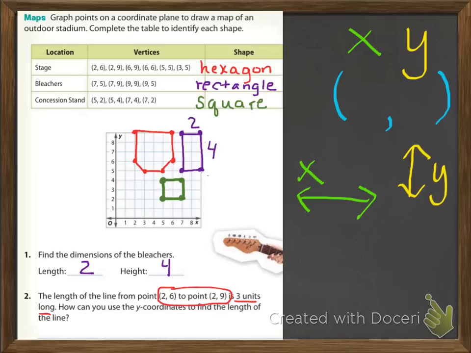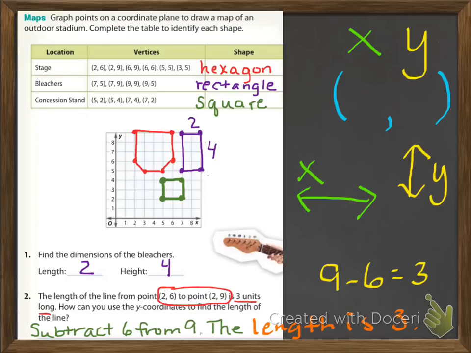How can you use the y coordinates to find the length of the line? So now we want to think about that. We've got the y coordinates, which are the 6 and the 9. So if the y goes from 6 to 9, 9 minus 6 would give us 3. So isn't that going to be the length of the line? Okay, so you can see on this line here, I wrote subtract 6 from 9. The length is 3. So that's how we can use that y coordinate to find that.